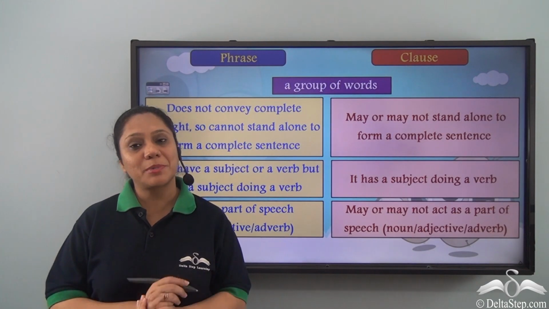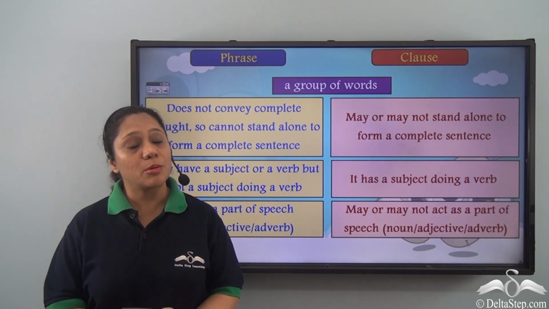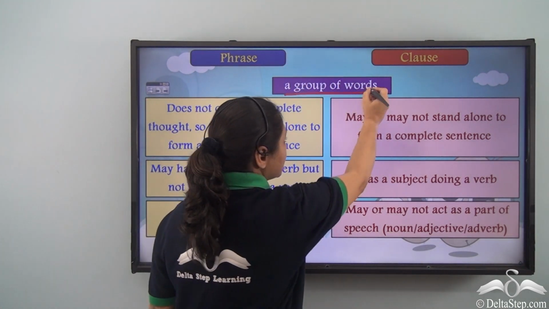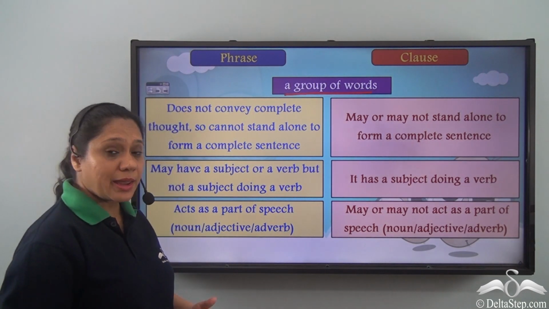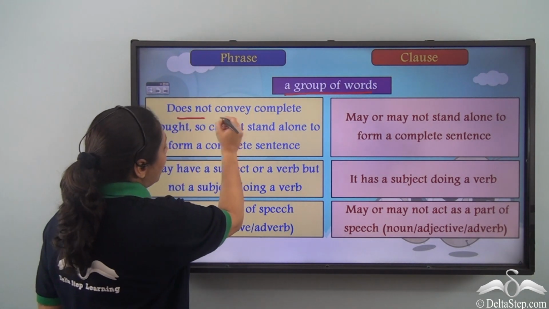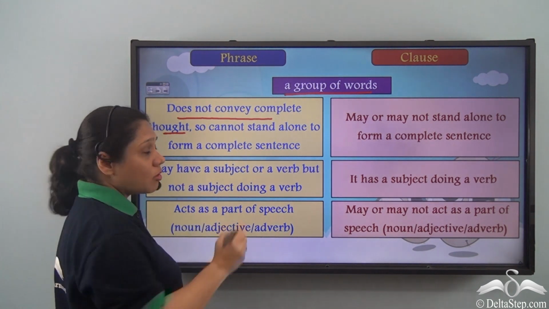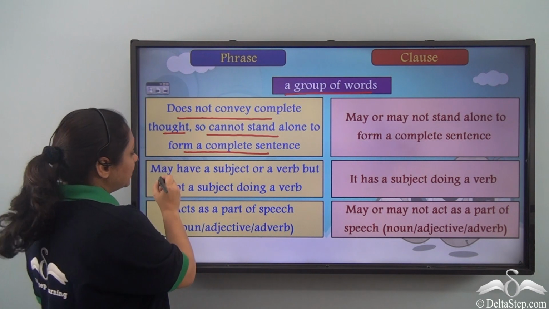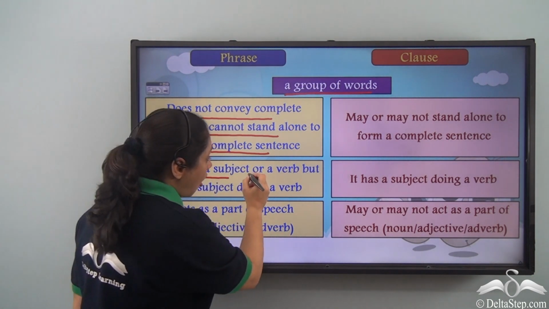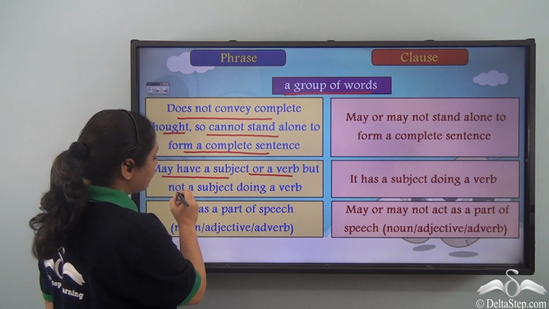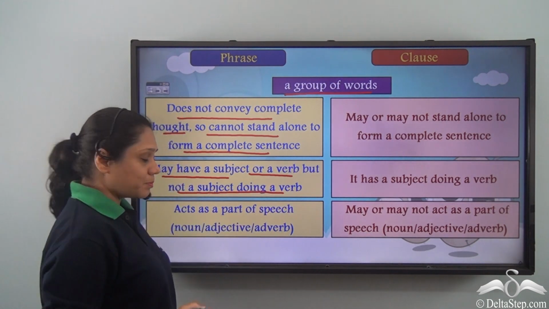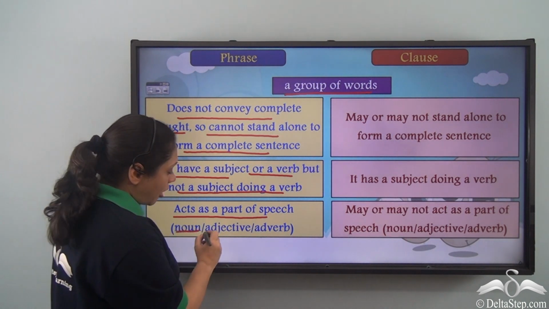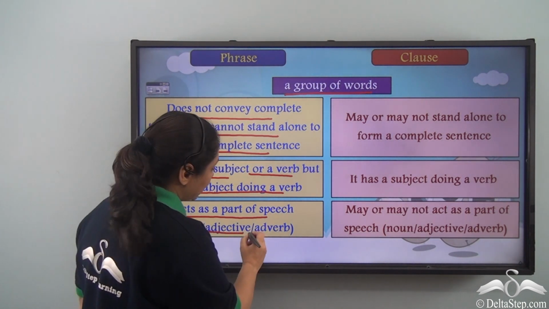We have already learnt about phrases and clauses, and we know that a phrase as well as a clause is a group of words. So what is the difference between them? A phrase does not convey complete thought, so it cannot stand alone to form a complete sentence. It may have a subject or a verb, but it does not have a subject doing a verb. It acts as a part of speech like a noun or an adjective or an adverb.